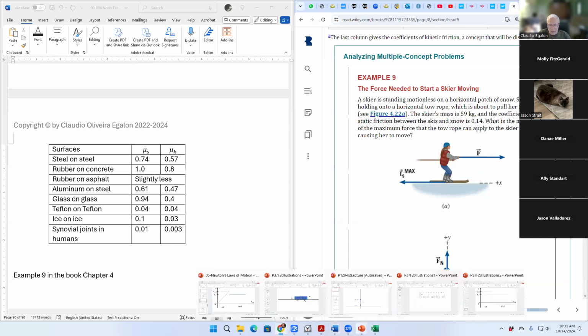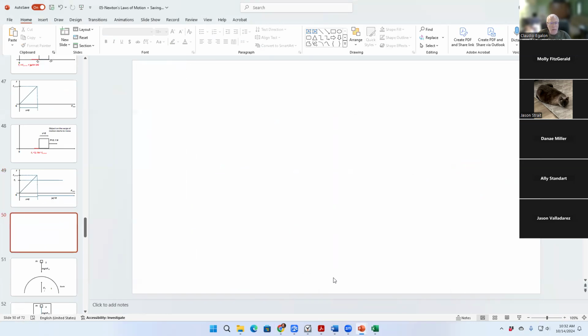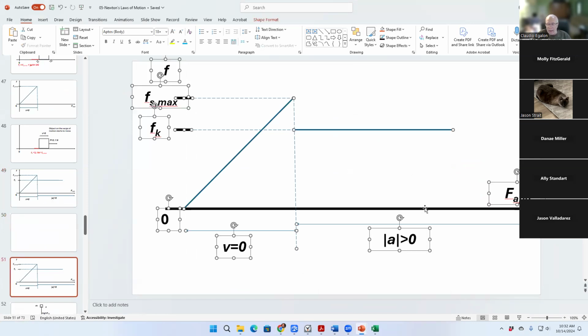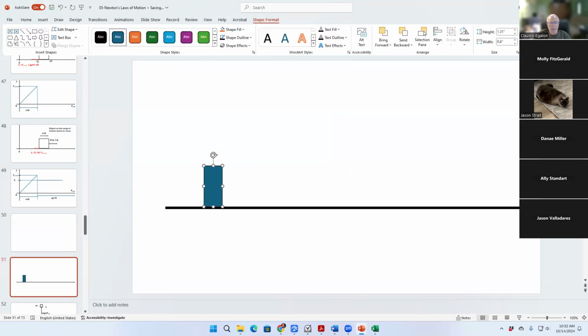The first step is to come up with a free body diagram. You don't have to draw the skier, or you can draw the skier as though it is just a block, right? Here's my skier, standing right in here. The velocity of the skier is 0, she is at rest.